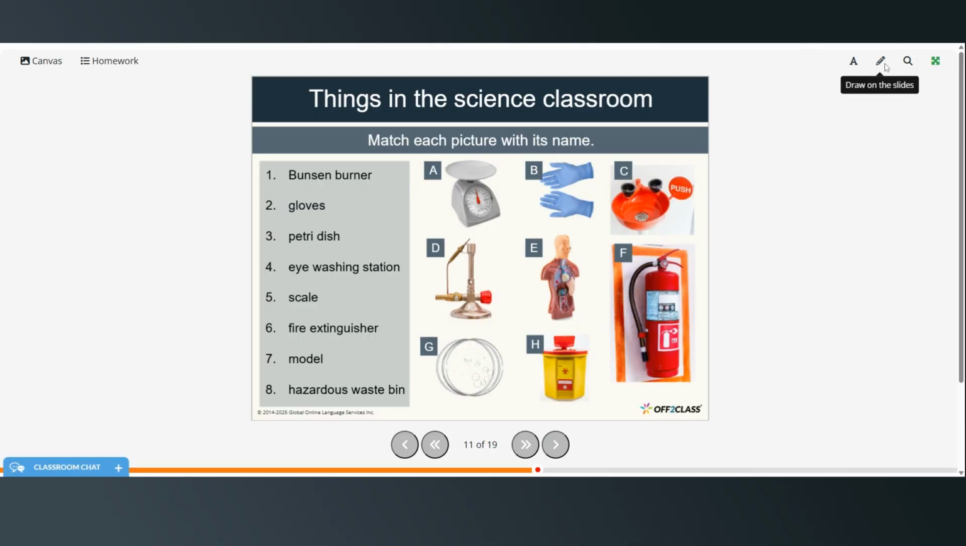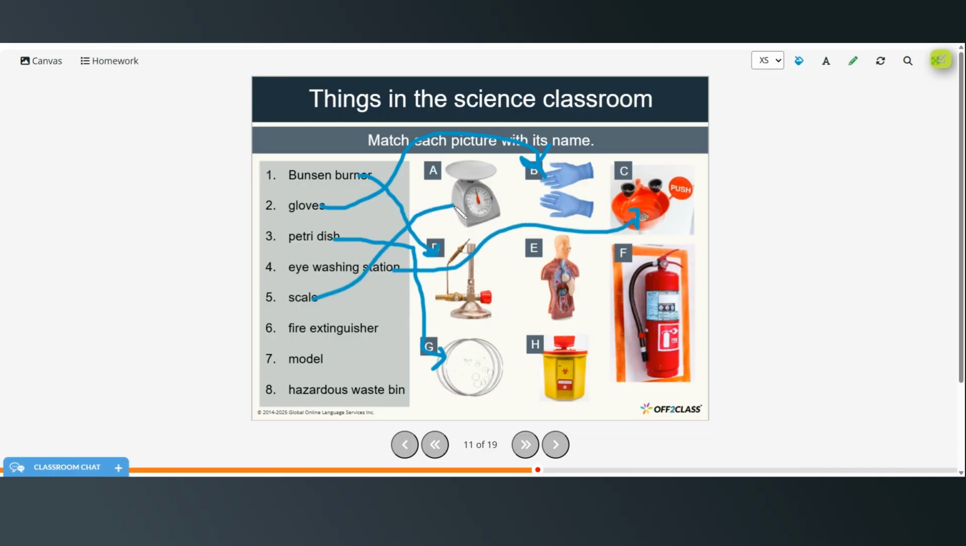Here are a few more. Again, pause the video, try it on your own, and then restart when you're ready to check your answers. Right, so a Bunsen burner is picture D. Gloves, picture B. A petri dish is picture G. An eye washing station, I believe, is picture C. Scale is picture A. A fire extinguisher is picture F. A model is picture E. And the hazardous waste bin is picture H.